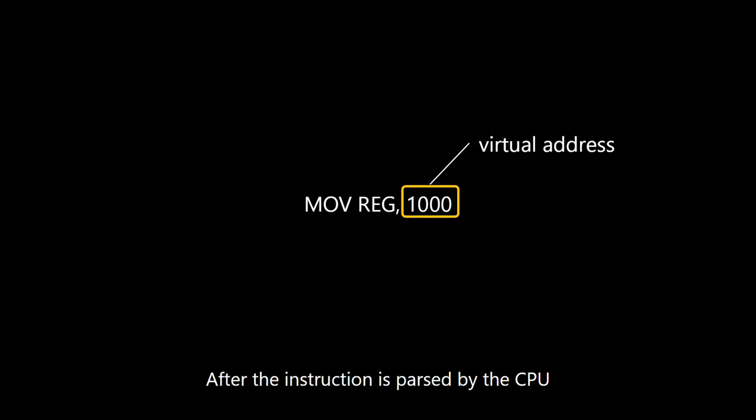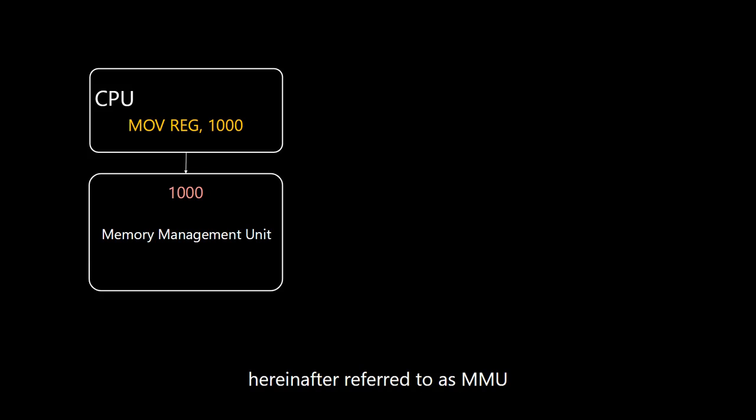For example, this line of assembly means copying the value in the register to the memory at address 1000. The assembly here is not for specific hardware. It may be a reverse copy. In short, 1000 here is a virtual address. After the instruction is passed by the CPU, it is first sent to the address converter, which is called the memory management unit, hereinafter referred to as the MMU.